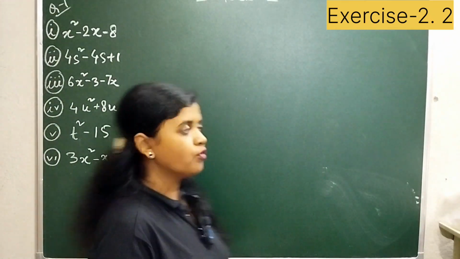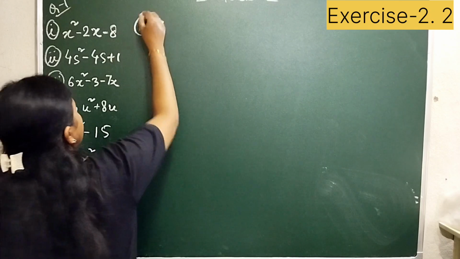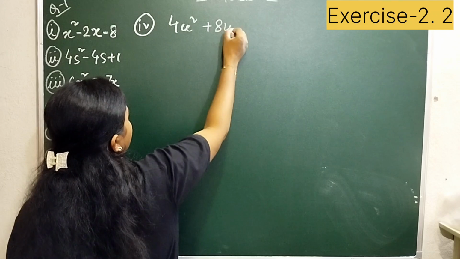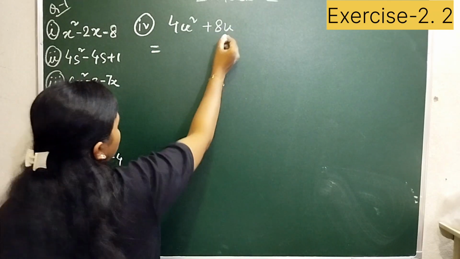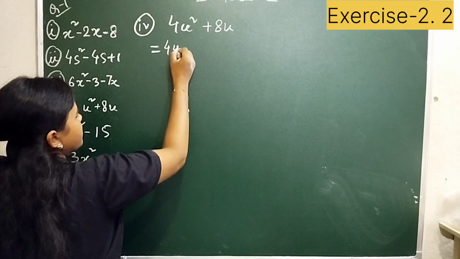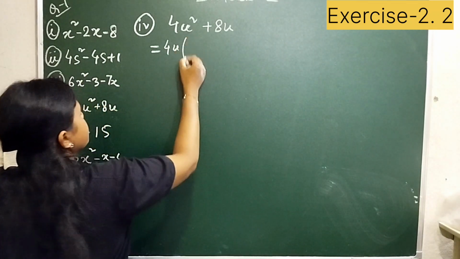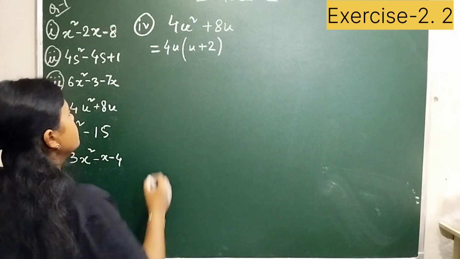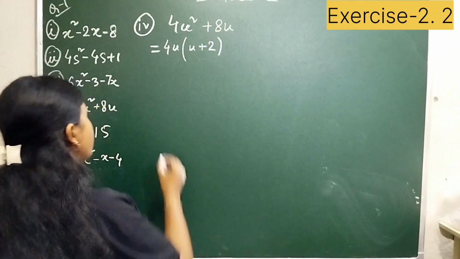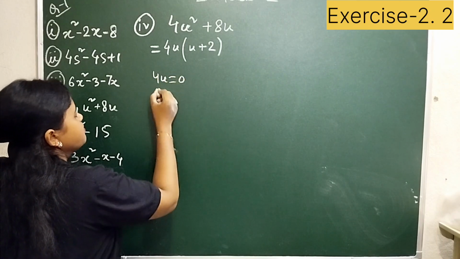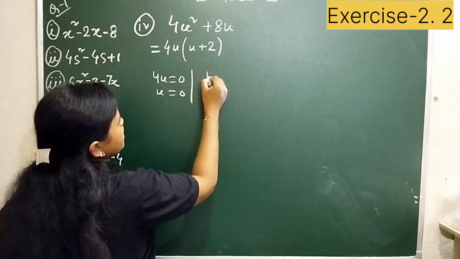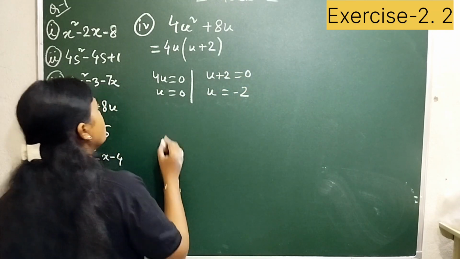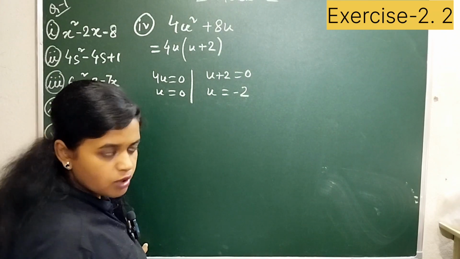Now, question number 4. Question 4 is 4u square plus 8u. Okay, so let us factorize it. u is common and 4 is common, so we get 4u as the common factor. Here u is remaining and 2 is remaining. Okay, we got two factors here. So now to find the zeros, we have to put 4u equal to 0, that means u equals 0, and here u plus 2 equals 0, that means u equals minus 2. So we got 0 and minus 2 as the roots of the polynomial.